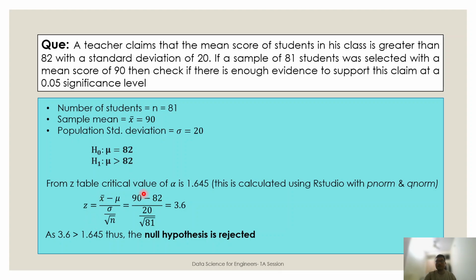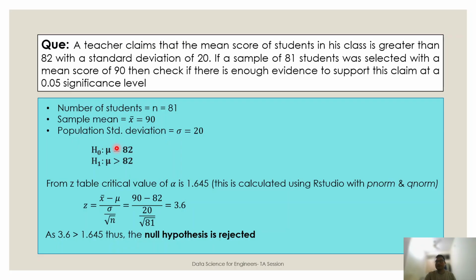In that formula, you put all those values, 90, 82, 20, and under root 81, and you will get the test statistic. Select H0, the hypothesis you want to reject, meaning I want to go against that hypothesis. Here the teacher claimed that the mean score of the students in his class is greater than 82. So it should not be equal to 82 or less than 82. That kind of alternative hypothesis you can make here. Less than 82 is, I think, a better way to make this hypothesis.